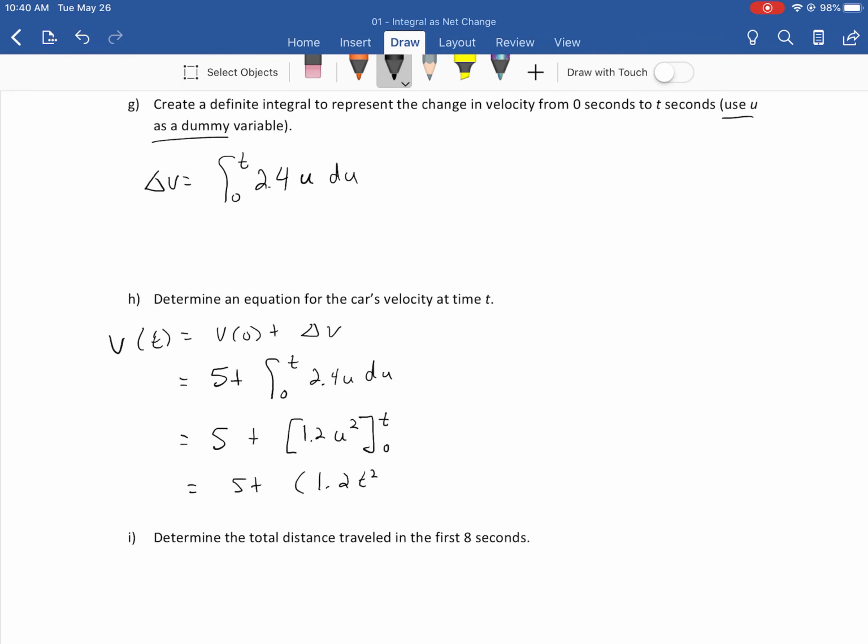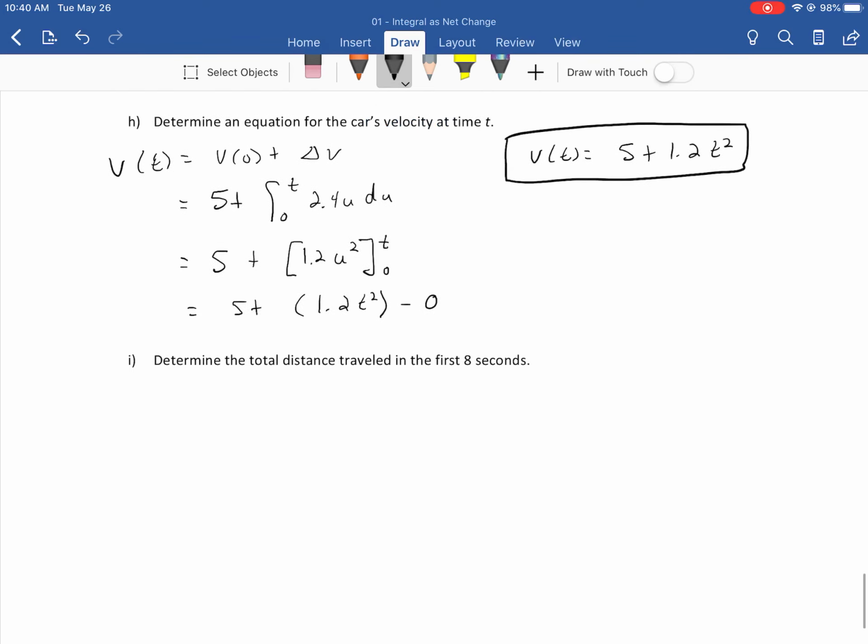It's just a dummy. It's just holding a spot for me, so it didn't matter what variable I used in there. And then minus, when I sub in 0, I get 0. And so I get a velocity at time t, 5 plus 1.2 t squared. There's the velocity equation for any time. So when they don't give you specific times and you want a general equation, you use the definite integral here, but with a 0 and a t.